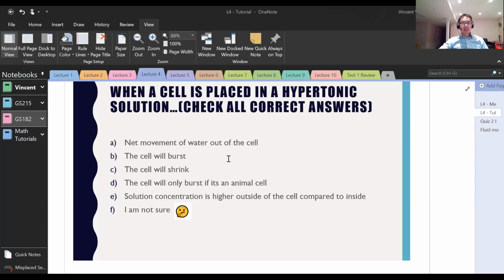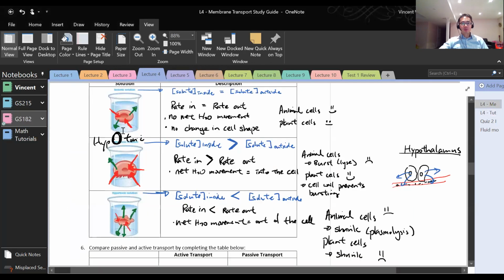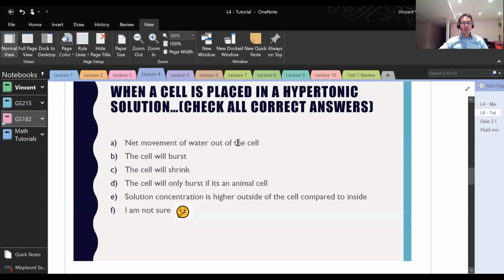So of course, on the test, it would be beneficial to remember this chart, or to have a quick reference sheet with this chart on it, and you can just compare the answers to that sheet. So this is hypertonic. That's the one where the cell will shrink up and the water is leaving. So net movement of water would be out of the cell. That's a correct choice. The cell will shrink because the water is leaving, and the reason the water is leaving is because the solute concentration is higher outside compared to the inside. So the correct choices are A, C, and E.